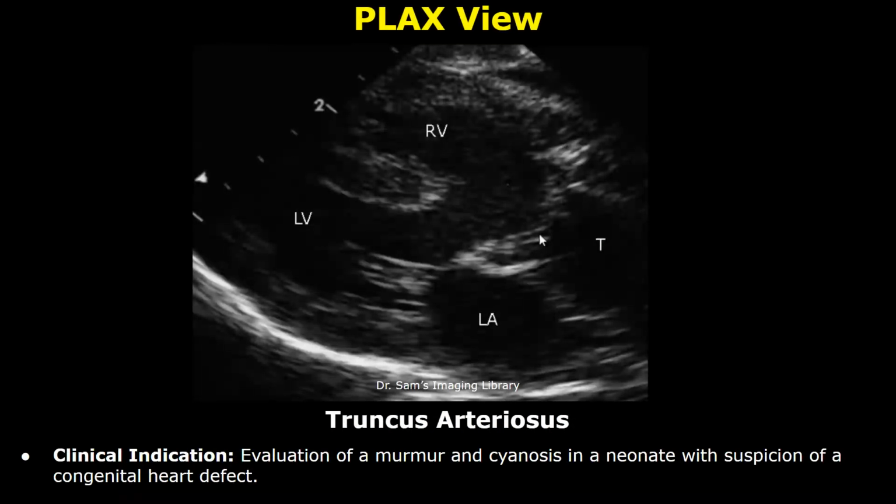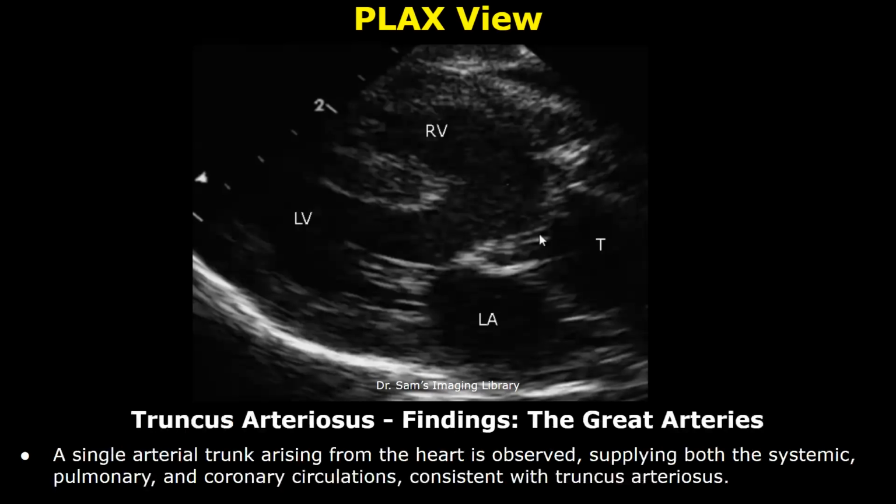This is a case of Truncus Arteriosus. Clinical indication is evaluation of a murmur and cyanosis in a neonate with suspicion of a congenital heart defect. A single arterial trunk arising from the heart is observed, supplying the systemic, pulmonary and coronary circulations, consistent with Truncus Arteriosus.